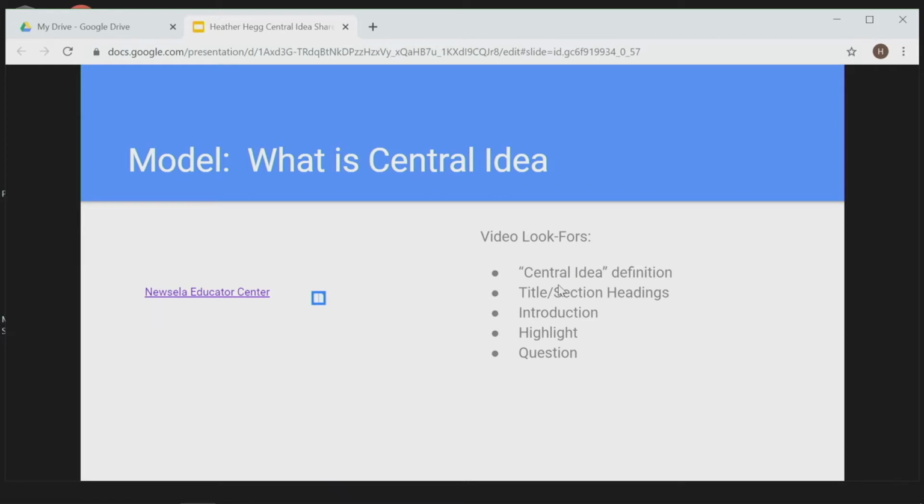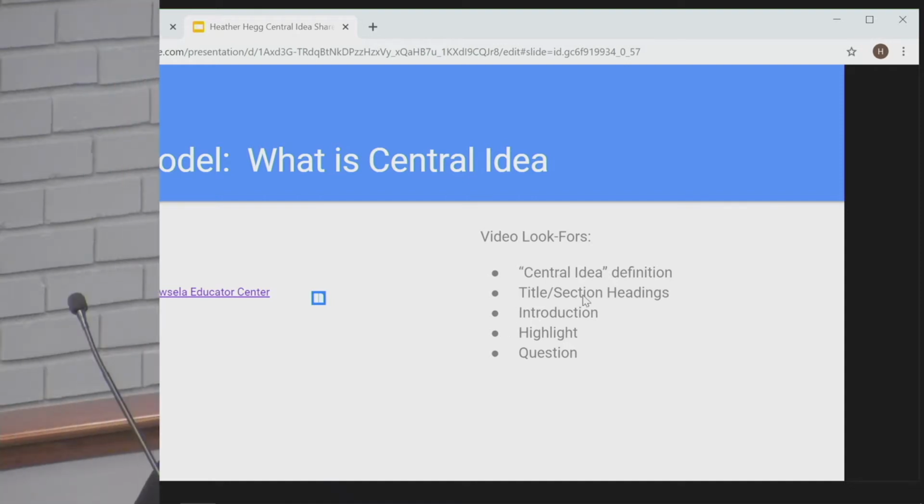We know that at the beginning we need to look for the title and section headings. We need to look through them before we read the whole text to get an idea of what the author is teaching us. Remember, she said a good place to start for the central idea. And by the way, central idea and main idea, we use them interchangeably. They mean the same thing.